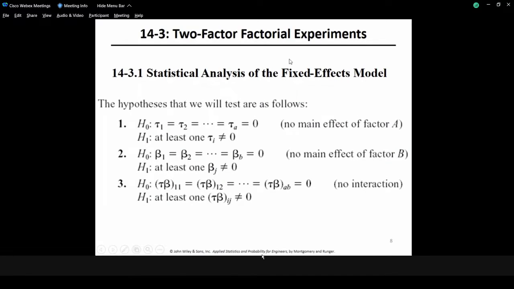On the hypothesis, this is a very important hypothesis. Oh, sorry, I think my pencil. Hypothesis for the two-factor experiment, factors A and B.